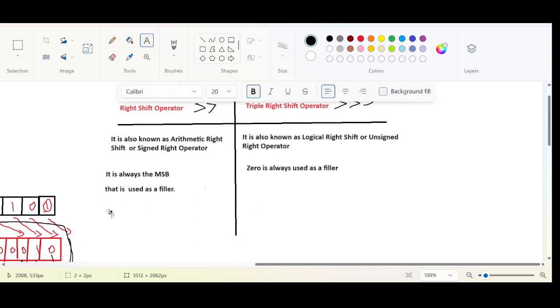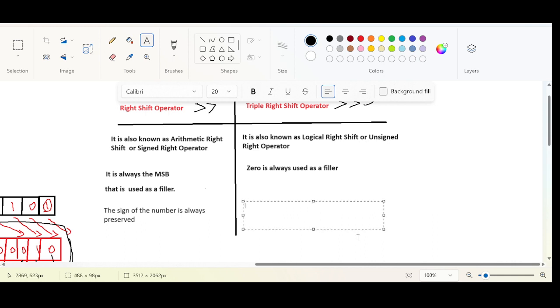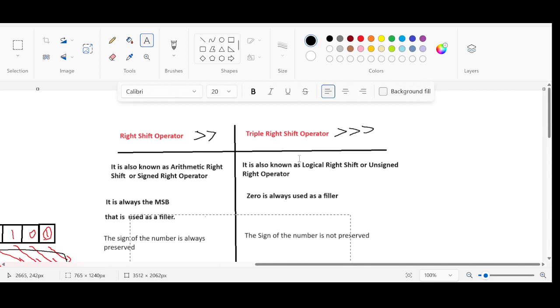The last point is the sign of the number. We will always consider the sign of the number, the symbol of the number. If it is positive, we will consider positive. If it is negative, we will consider negative. So I can say that the sign of the number is always preserved. Here, the sign of the number is not preserved. So these are the main key differences between the right shift and the triple right shift operator.